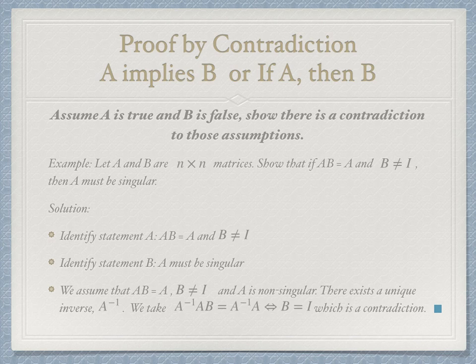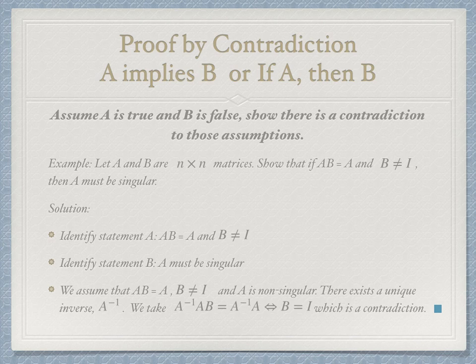Let A and B be two n by n matrices. You want to show that if AB equals A and B is not the same as the identity matrix, then A must be singular. Well, again, we want to identify what is A and what is B. In this case, statement A is AB equals A, and B is not the identity matrix. And statement B is A must be singular.